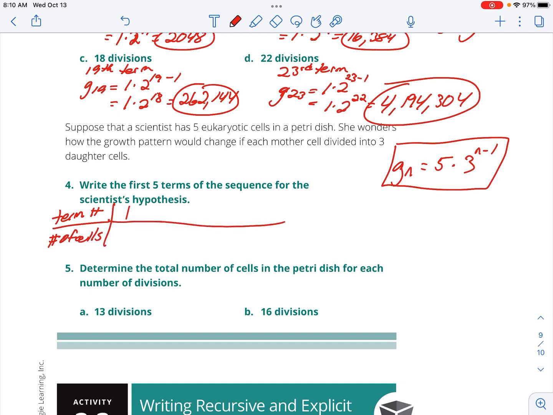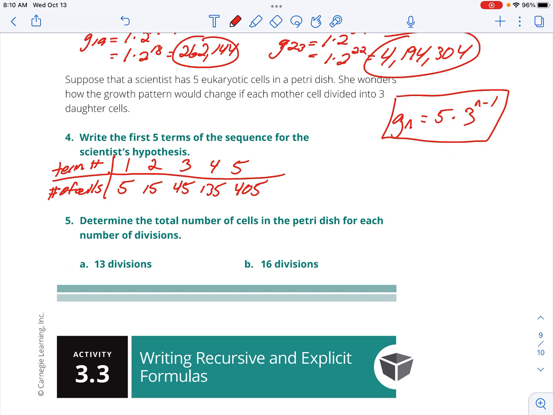So we're starting off with 5 cells, and then it triples. So we have 15 after a cell division. We have 45. We have 135. We have 405. All I'm doing is multiplying by 3. That's my use of what we call a recursive formula. But now when I want to calculate this way down the road for 13 divisions, let's use my explicit formula now.